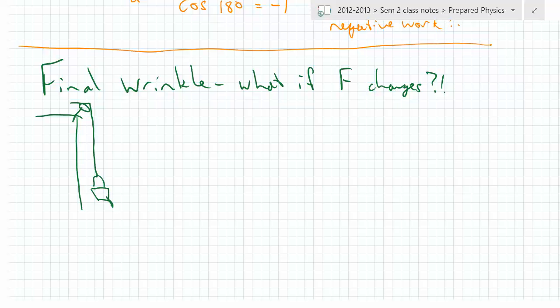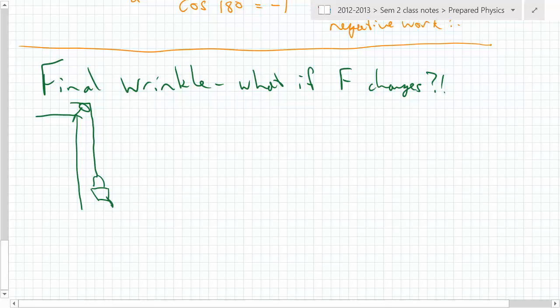There are obviously much more complicated cases of force not being constant, but we'll start with that one. So we wanted to figure out, what do we do if the force changes? That's what that heading says: the final wrinkle, what if the force changes? And what we do is we look at a graph.